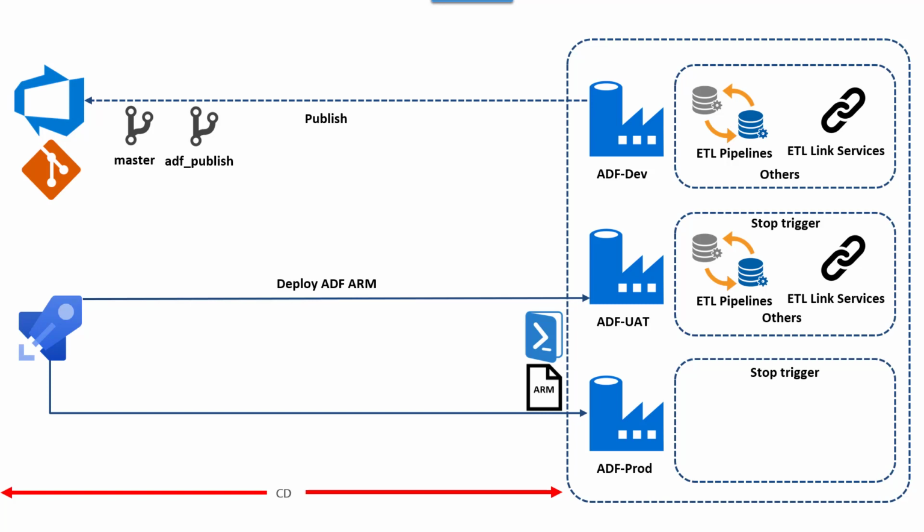Stop the trigger using the PowerShell script and then deploy the ARM template, which has all the ETL pipelines and linked services, and of course, other components. So let's see the demo for that.